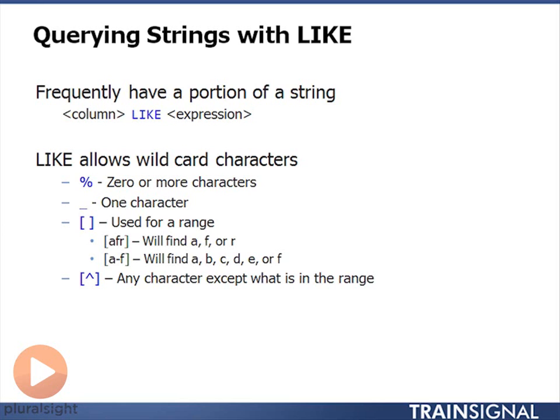A LIKE statement will allow us to put in wildcard characters, where a percent sign will mean 0 or more characters, an underscore will mean specifically one character, and a set of square brackets will allow me to indicate a specific range. So if I said square bracket AFR, and then close square bracket, that would look for A or F or R. And if I did in square brackets A dash F, that would look for anything in that range. So it'd be A or B or C or D or E or F.